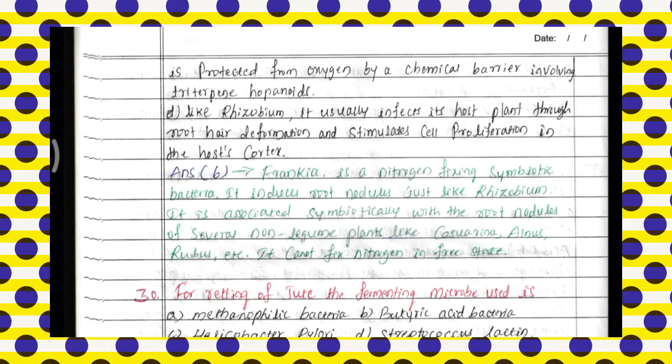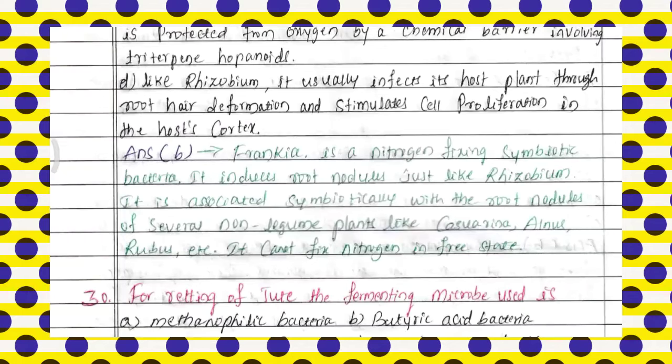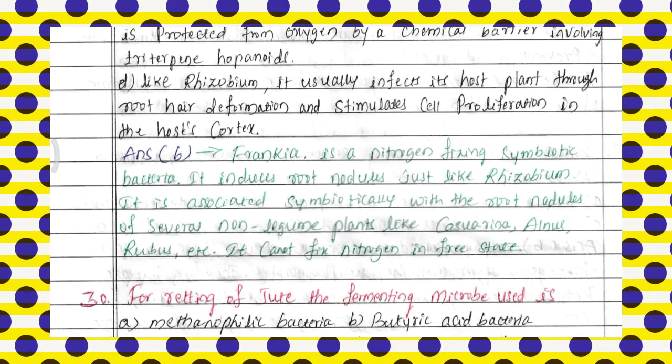Frankia is a nitrogen fixing symbiotic bacteria. It induces root nodules just like rhizobium. It is associated symbiotically with the root nodules of several non-legume plants like Casuarina, Alnus, Rubus, etc. It cannot fix nitrogen in the free state.